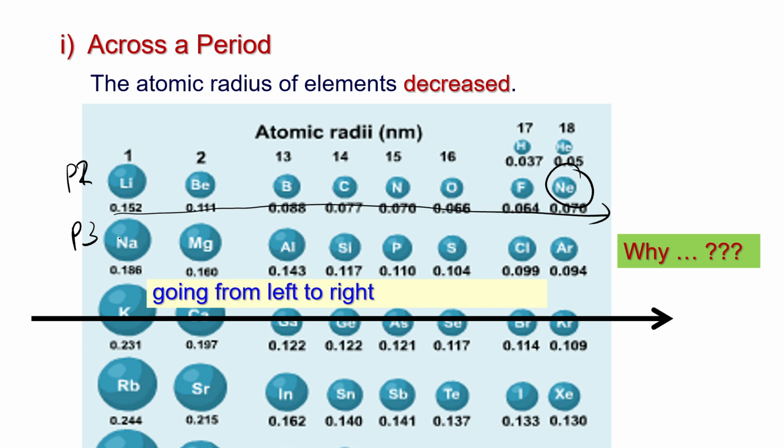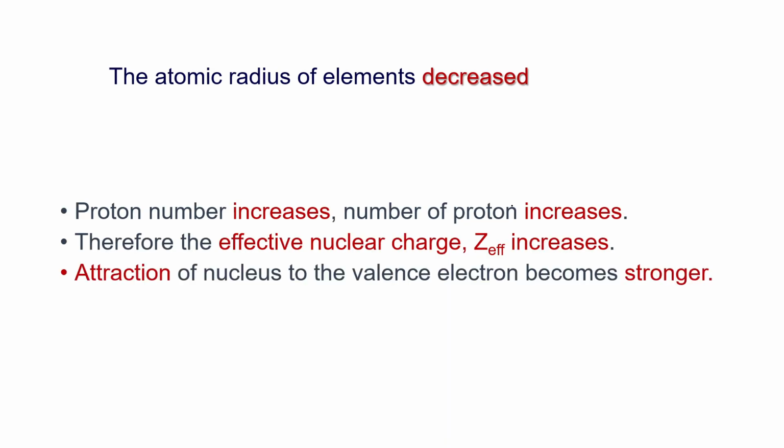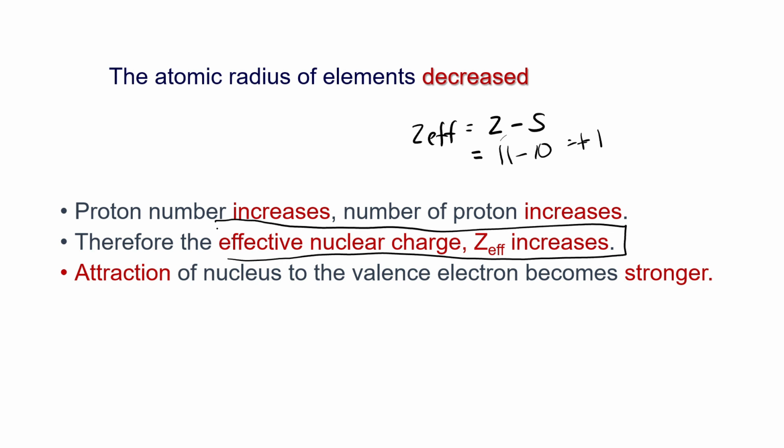So proton number increase. Ini for example untuk period 3, so sini 11, 12, 13, 14, 15, 16, 17, 18. Value of ZEFF also increase. ZEFF bergantung dengan value of Z. So inner electron tetap sama. So Z increase. Contoh tadi 11 tolak 10, positif 1. Bila bertambahnya Z, 12 tolak 10 jadi positif 2. So that's why we can say that effective nuclear charge increase as the value of Z increase.